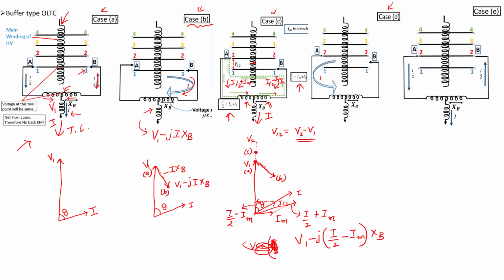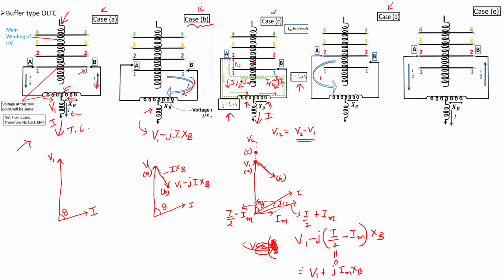Because jXb is the impedance of that one, this one actually, jXb into (I/2 minus Im). So now this is 0, because the current is not 0, its effect is 0. Now V1 plus j Im into Xb is the voltage.